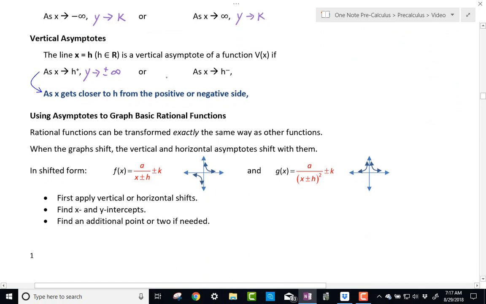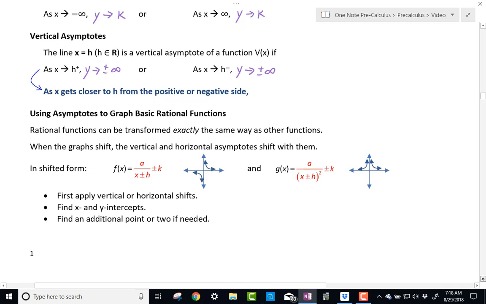So as x goes to the value of h, think about it as the vertical asymptote up top. As x gets closer and closer to 5 from the negative side, y gets closer and closer to either positive or negative infinity. All right?